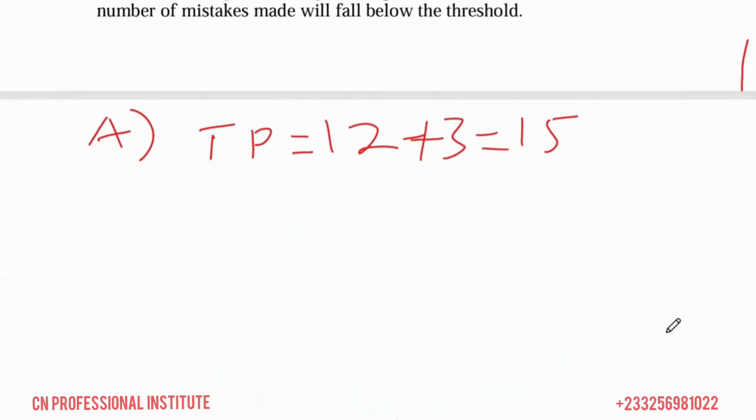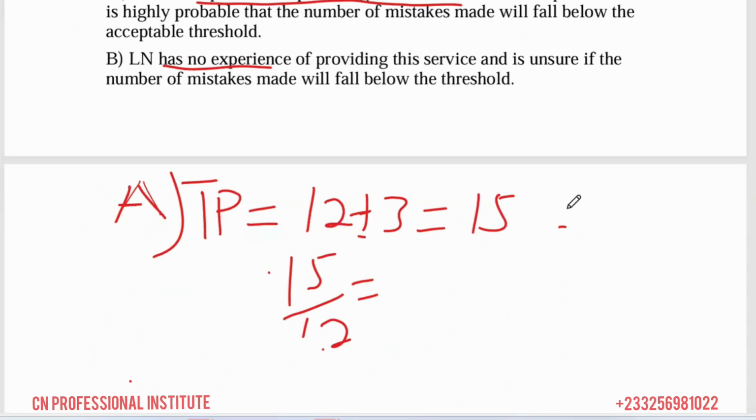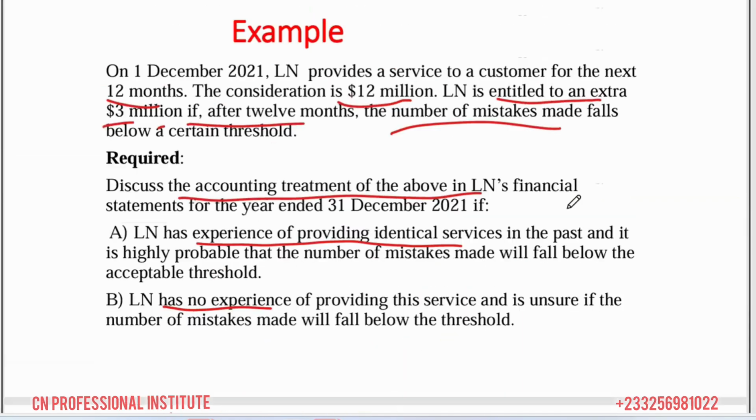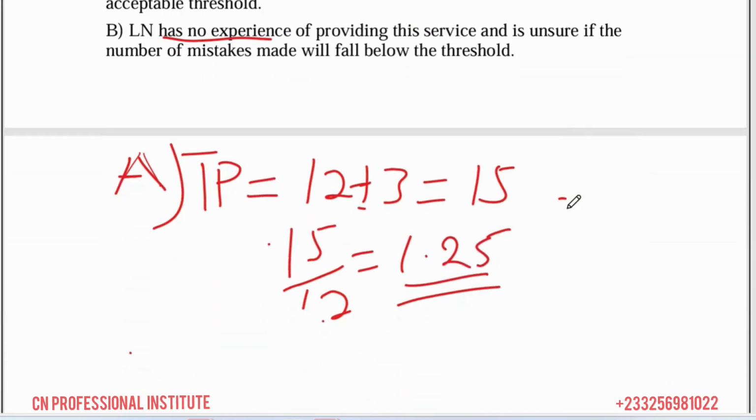So we are going to divide the 15. The revenue to recognize will be 15 divided by 12. We divide the 15 by 12 months because this is a service and it's likely that the performance obligation will be satisfied over time. So 15 divided by 12 gives us 1.25. So in relation to A, we are going to record revenue of 1.25.